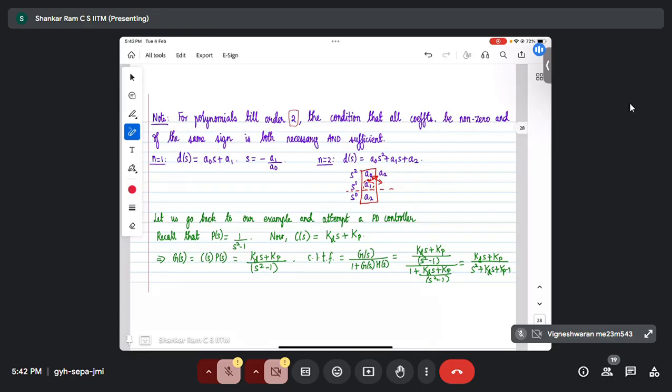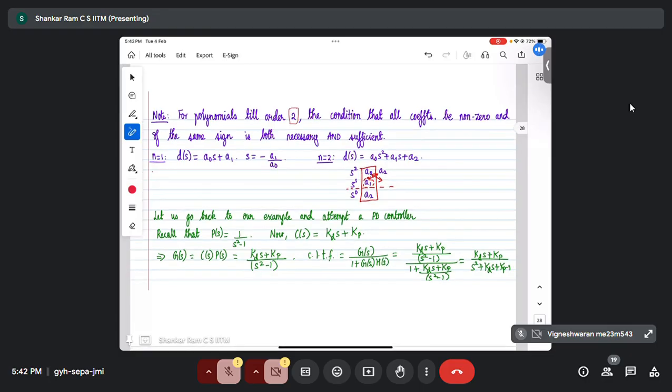We can easily show it. If we consider a first order polynomial, d of s is a0 s plus a1, it has only one root. The root is going to be minus a1 by a0. So we can observe that if all coefficients are non-zero and of the same sign, see here, all coefficients mean only a0 and a1, if both are non-zero and of the same sign, s is going to be a negative real number. So you can see the necessary condition is also sufficient.